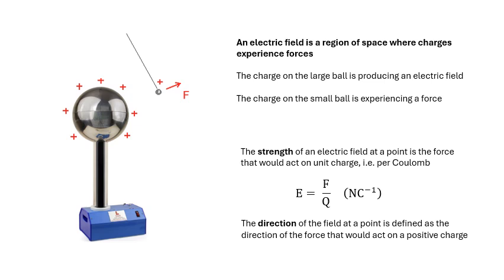The direction of the field at a point is defined as the direction of the force that would act on a positive charge. So if I put a positive charge at that point, the force would be in that direction, so the field is in that direction. It's the direction of the force that would act on a positive charge.